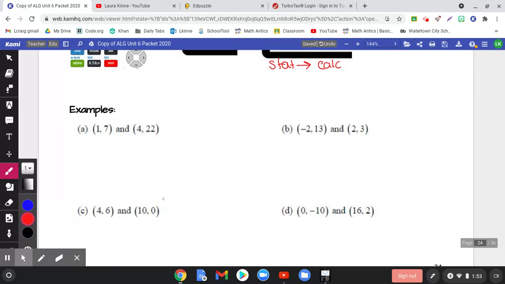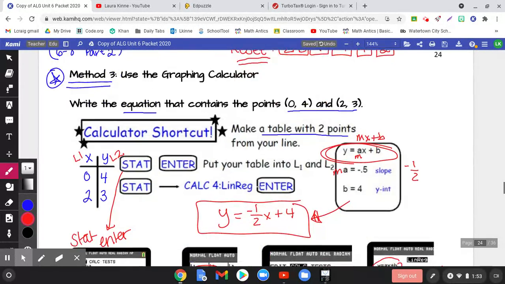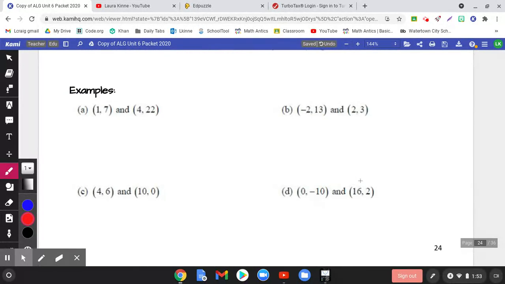Notice I didn't leave a lot of space. If we were doing the method we did yesterday, we need a lot more space. But with this, we're just going to make our tables and go. So the first thing we're going to do, make your table and put your points in, 1, 7, 4, 22. All right, now we're ready for the calculator.